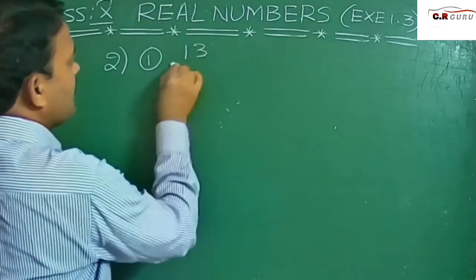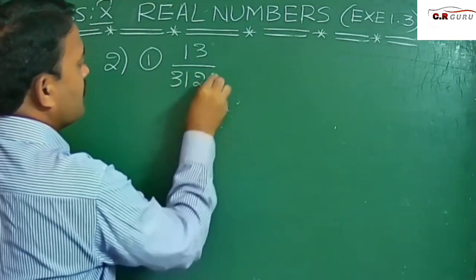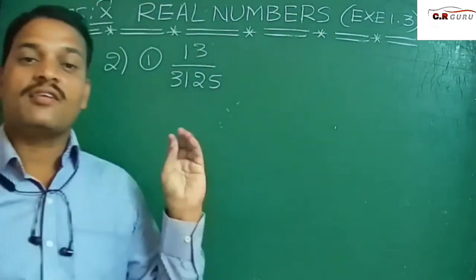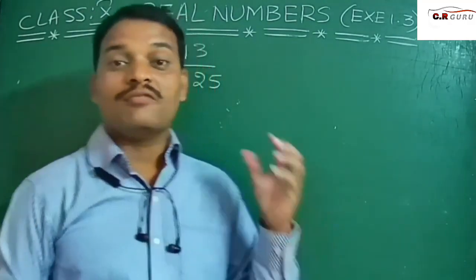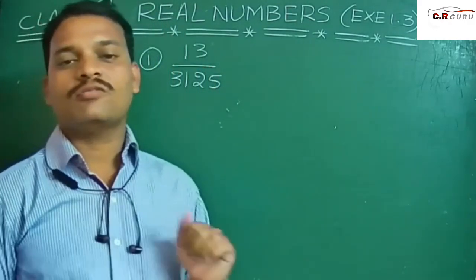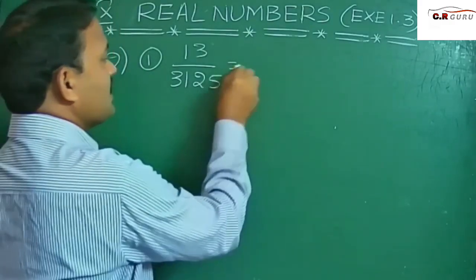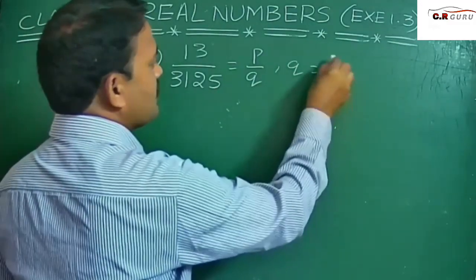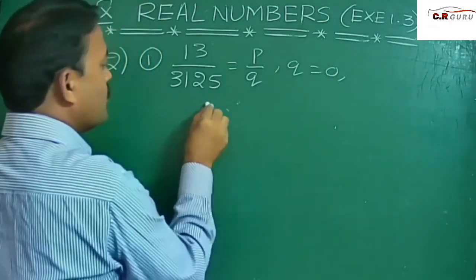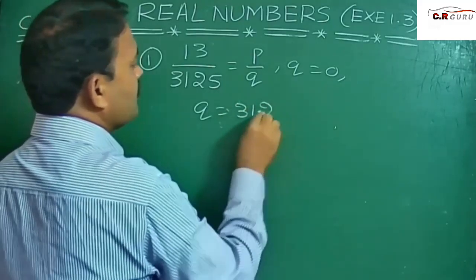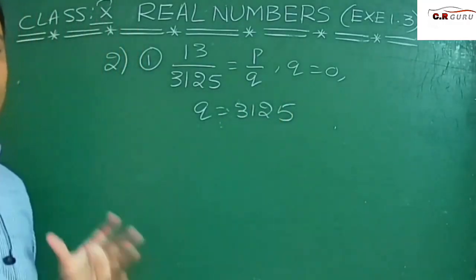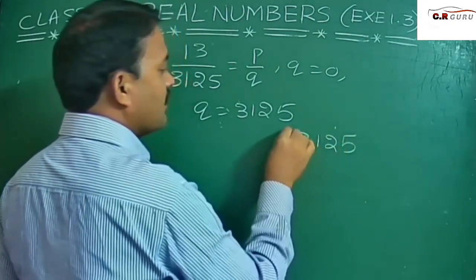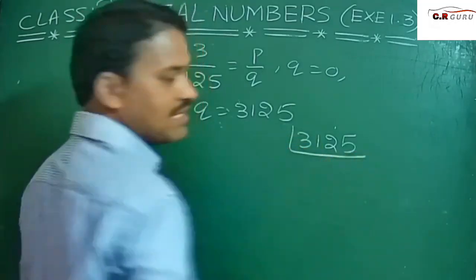here 13 by 3125. So how will you check whether it is a terminating or a non-terminating repeating decimal without doing actual division? So this can be written in the form of P by Q only, where Q is not equal to 0, and here Q is equal to 3125. So first of all, you need to check the prime factors of 3125 first.